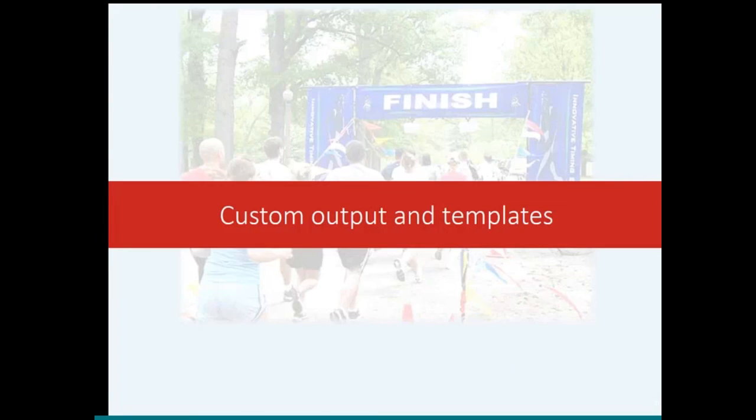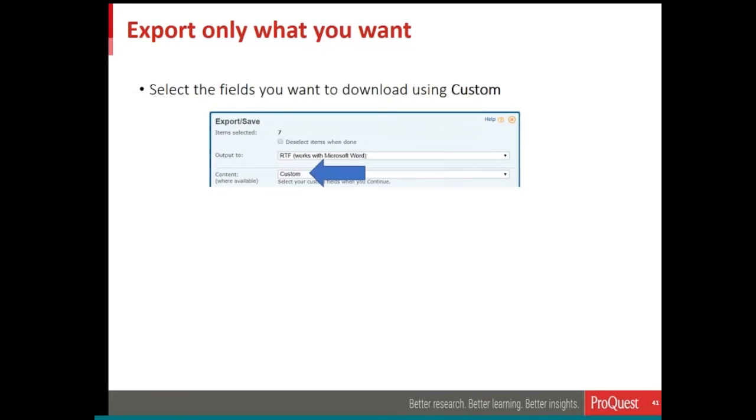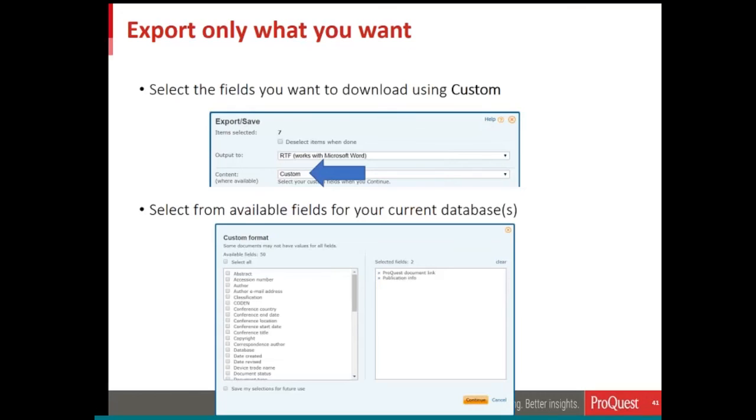Finally, and I'm using this because we are almost at the end, I just want to mention the custom output and templates. If I am exporting information, I have the opportunity to set this to custom, and then I can choose the different fields that I'm interested in. So for the databases that I'm in, I'll be able to make a selection of all the different fields that are available for me to export.